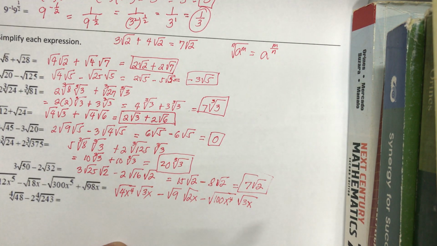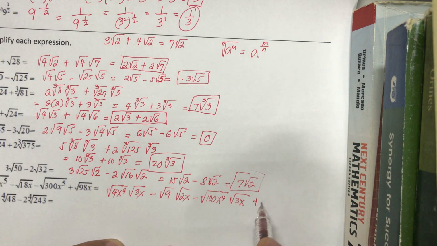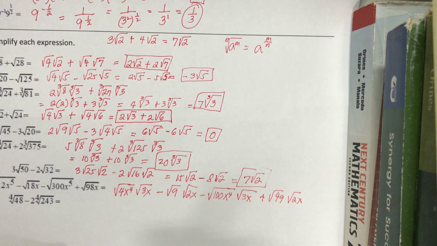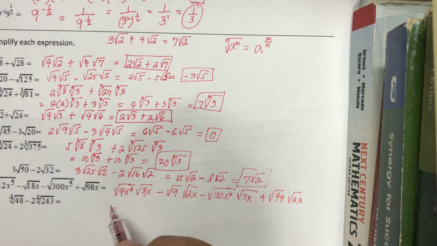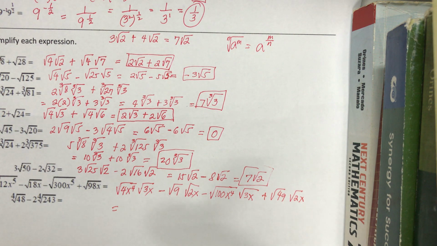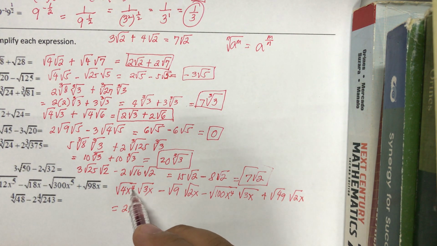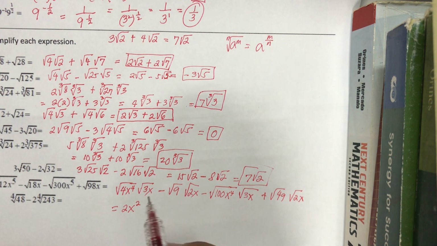Then, the square root of 98x will be the square root of 49 times the square root of 2x. Simplify. The square root of 4x to the power of 4: the square root of 4 is equal to 2. The square root of x to the power of 4 is x squared, since m divided by n is 4 divided by 2, which is equal to 2.